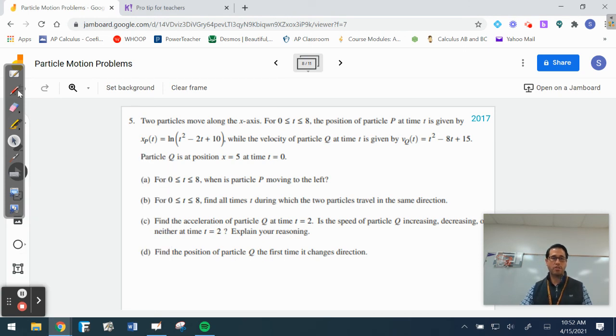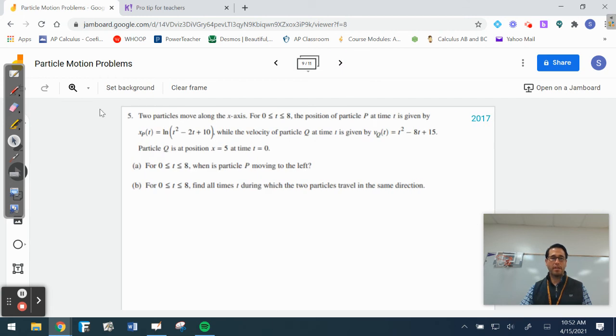All right, really hope you guys tried it. Okay, let's go here. Two particles move along the x-axis. We got particle P, we got particle Q. This is number 5 though. Darn it, I wish I said it before that pause, but I'm sure you guys are with it, right? So that means no calculator for this one.